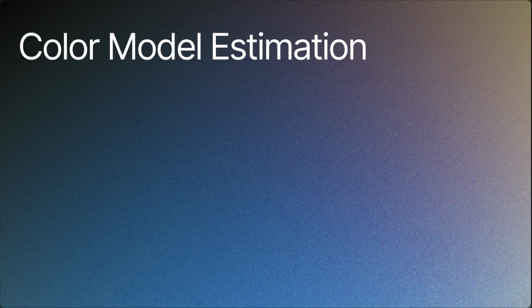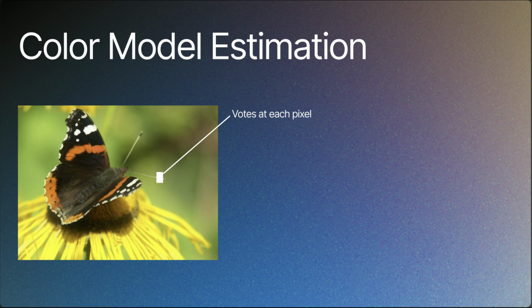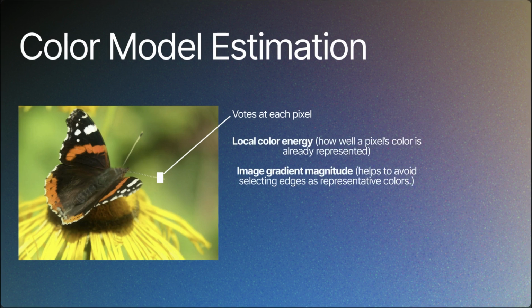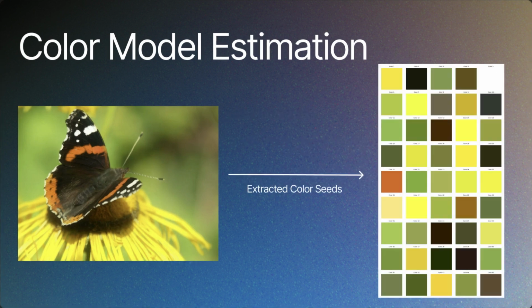The first step in our pipeline is estimating the color model for the input image. This is done by analyzing the image's color structure and assigning votes at each pixel. Each vote is weighted based on two key factors: local color energy, which is how well a pixel's color is already represented, and image gradient magnitude, which helps us to avoid selecting edges as representative colors. Pixels with low gradients and poorly represented colors are favored based on this voting mechanism. We select seed points that represent the dominant colors in the image.